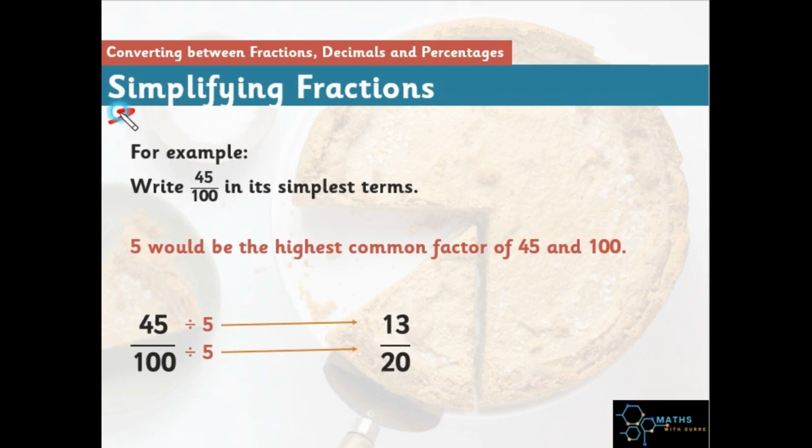Next skill was simplifying fractions. Remember that simplifying fractions is a very important skill. So for example, we have 45 upon 100 and we need to simplify it. So you know that for simplifying, the number given in the numerator and the number given in the denominator are divided by the highest common factor. So what is the highest common factor of 45 and 100? It is 5. So after cancellation, we can get the answer 13 upon 20.